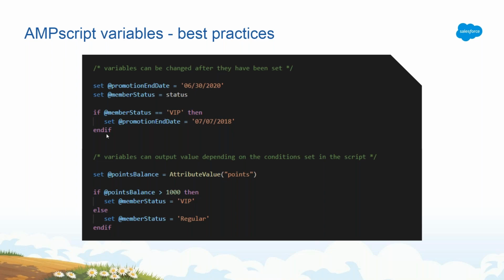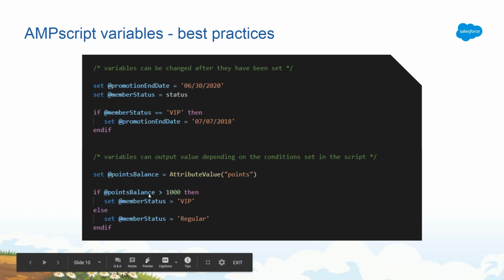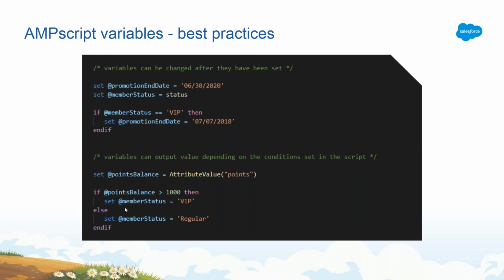You can also use conditional statements to set different values for your variables. So in this example, we have an attribute called points, and based on the number of points, if it's greater than 1000, we are setting the member status to VIP. And if it's less than 1000 points, then we are setting the member status to regular.